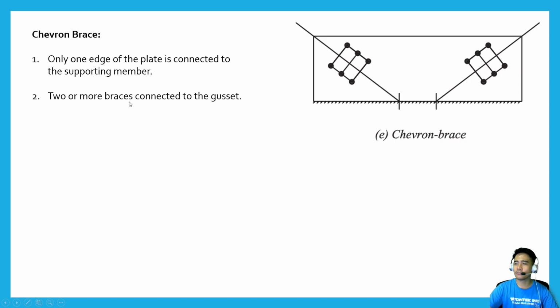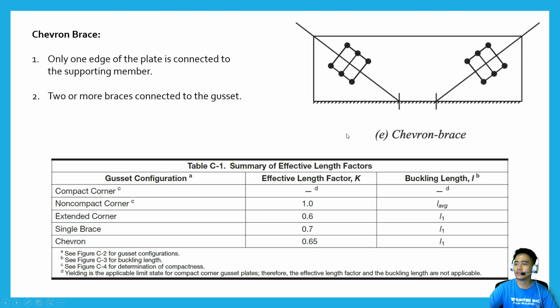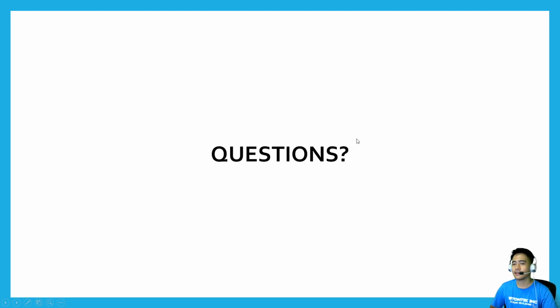Second, two or more braces are connected to the gusset. So unlike the single brace, there are now two or more braces connected to this single gusset. So here again, in this table for chevron braces, K factor is 0.65 with the L1 buckling length, which is from the center of the innermost bolt to the connected edge. Okay, that ends this presentation. If you have any questions about this presentation, don't hesitate to ask your mentors.